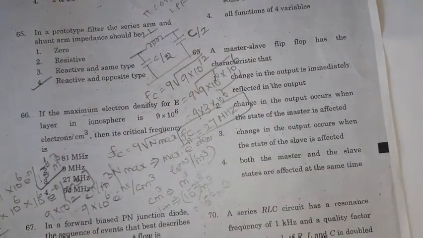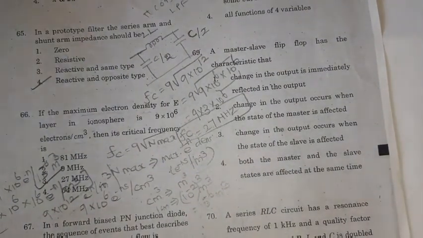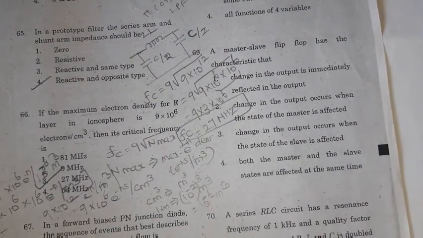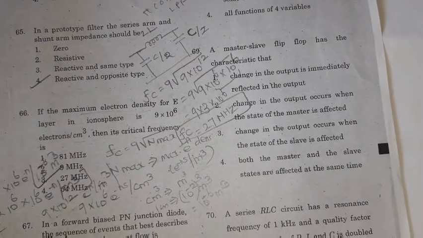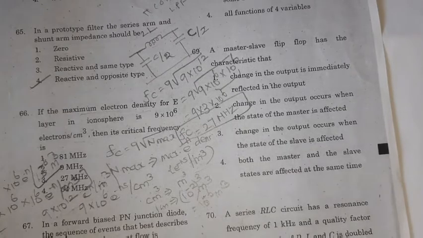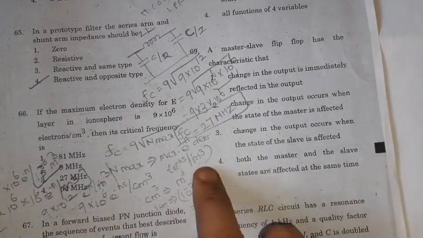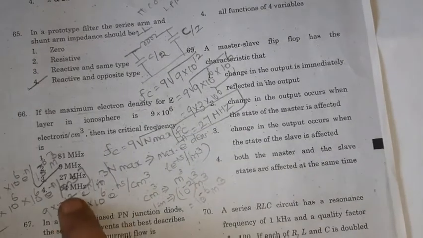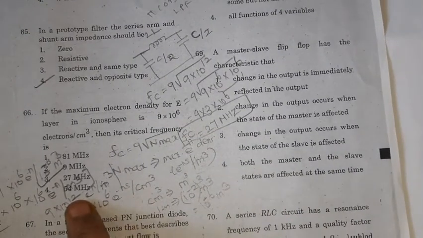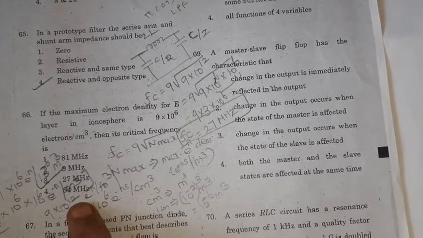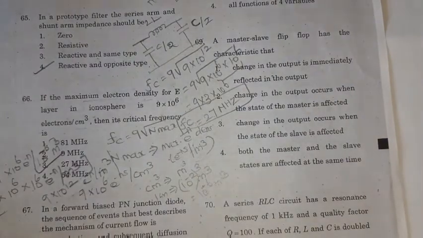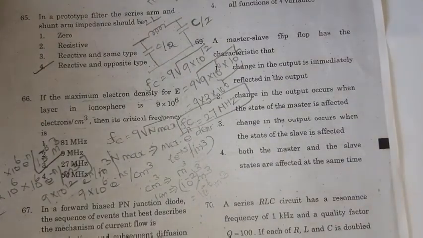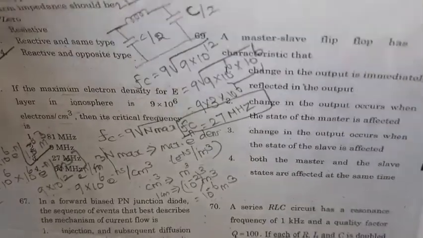So we have to be very careful while substituting the values. We have to be very aware of the units of all the data and all terms, and then convert the units from the given data. Otherwise we may have a chance to choose a wrong option. So for this problem Fc is equal to 27 megahertz. For problem 63, option 3 is the correct option.